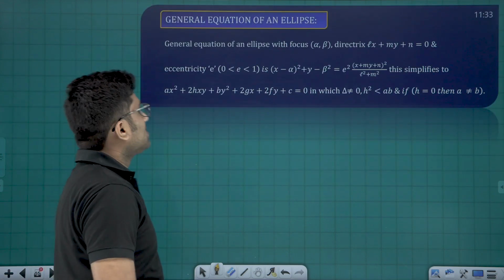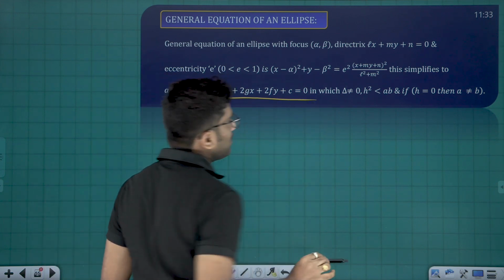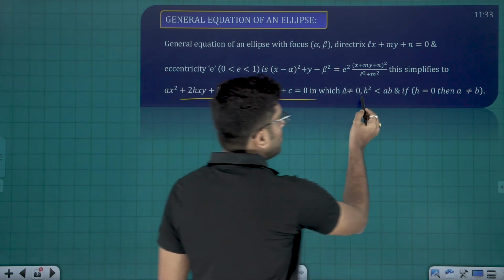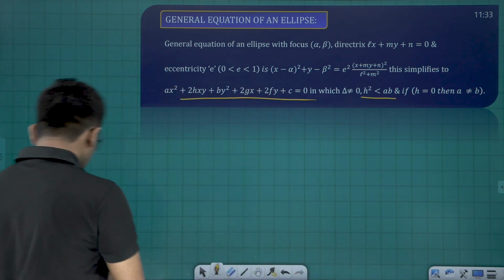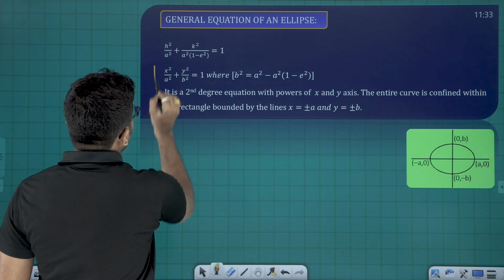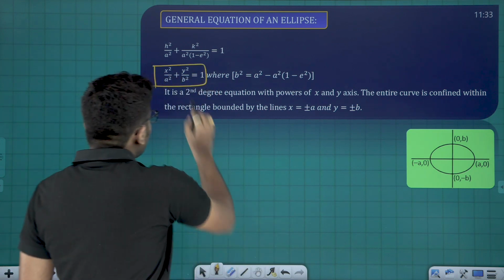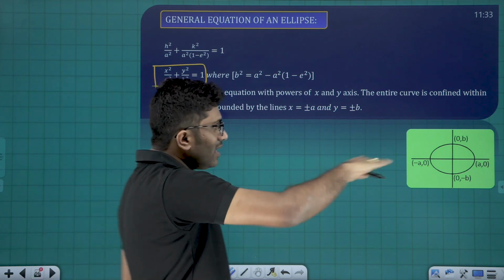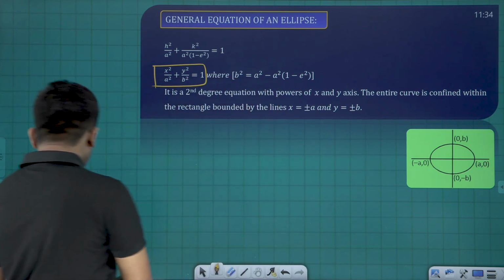We'll start the ellipse. Same, friends, the general equation of an ellipse. This second degree equation will represent an ellipse if delta is non-zero and h square is less than ab. If h equals 0, in that case a should not be equal to b. So the standard equation of the ellipse is x square by a square plus y square by b square equals 1. If a is greater than b, then the ellipse is a horizontal ellipse. If a is less than b, it is a vertical ellipse.